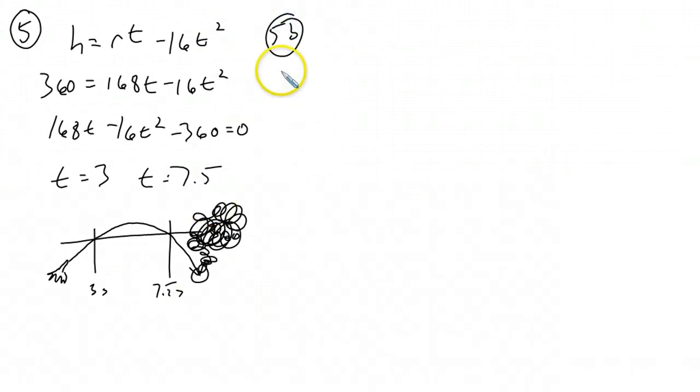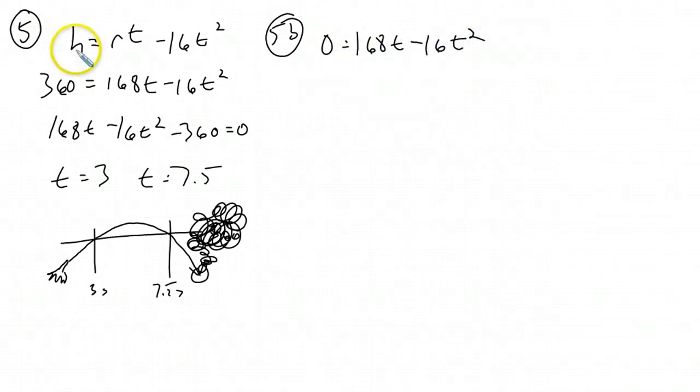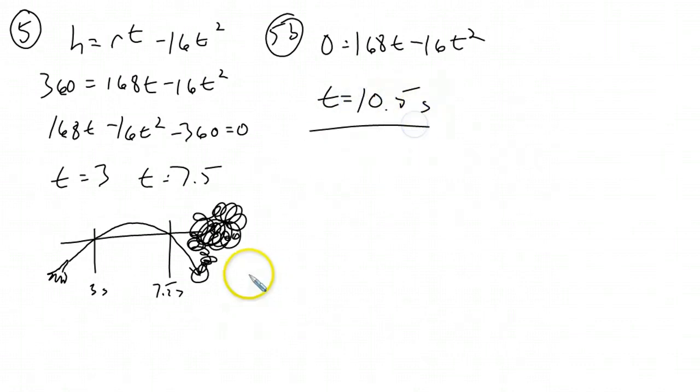Okay, and 5b actually asks when the rocket crashes. Well, if it's crashing, it's on the ground, so things that are on the ground don't have any height at all. So we know our height is 0, we still have the same initial velocity, and we're using the same formula. The only difference is that our height is 0 instead of 360. So once again, I'm just going to use the calculator, plug it in, find the zeros, and we will get that eventually, after 10.5 seconds, our rocket will hit the ground. Yay!